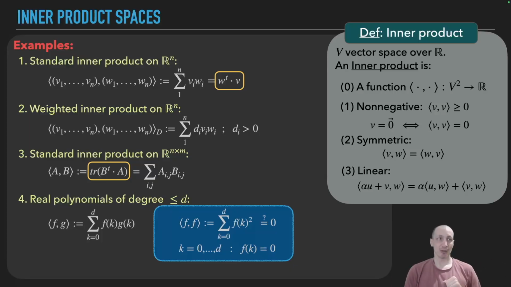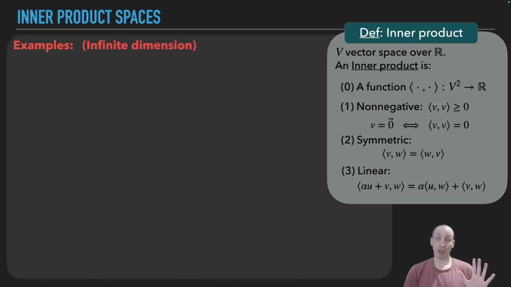Okay, so these were 4 examples. I want to talk about another 2 examples, but this time in infinite dimension. Now, in general, this course is about finite dimension vector spaces. However, a lot of what we're going to talk about is still true in infinite dimension, but not everything. So let's see a little bit what happens there.